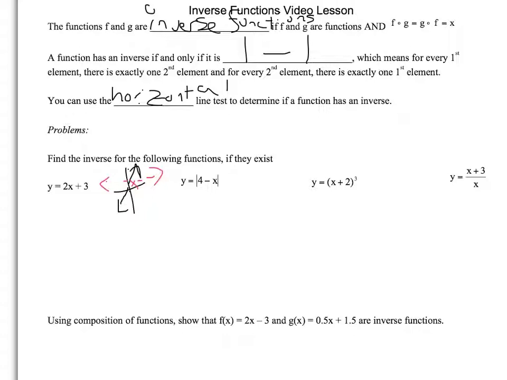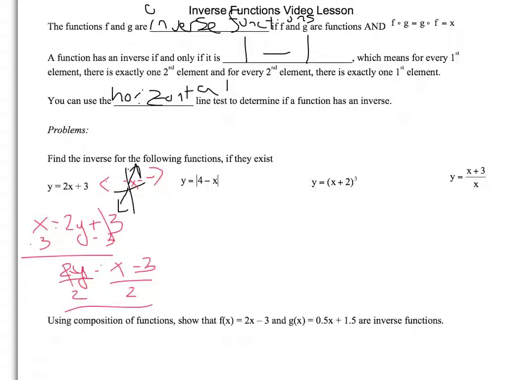Now the way you find an inverse is pretty easy. What you do is you switch your x and your y. So instead of y equals 2x plus 3, it's x equals 2y plus 3. And then you solve for y. So I subtract the 3, and I get 2y equals x minus 3. And I divide by 2 to solve for y. And you'll get y equals x minus 3 all over 2.